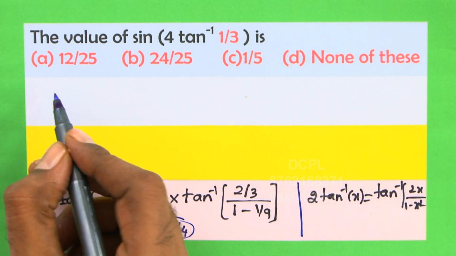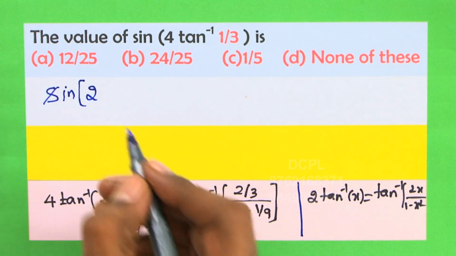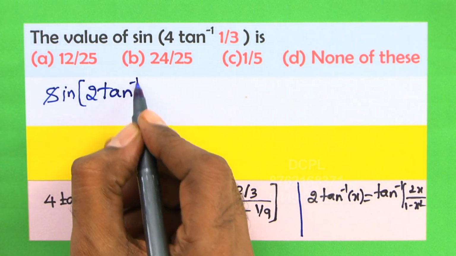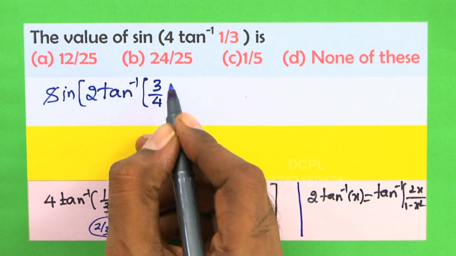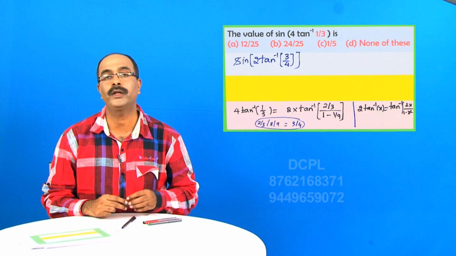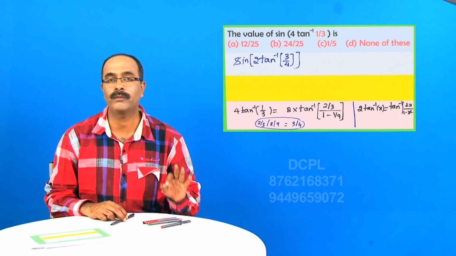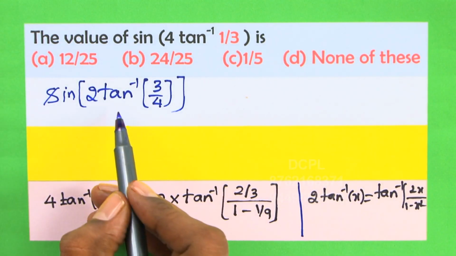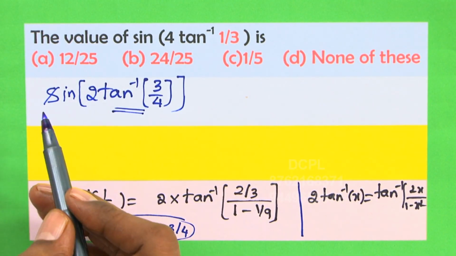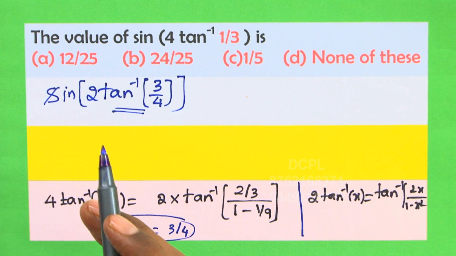So, the question becomes sine of 2 times tan inverse of 3 divided by 4. Right. Sine of 2 tan inverse of 3 divided by 4. Can you tell me the formula for sine 2 theta in terms of tan theta? That is 2 tan theta divided by 1 plus tan square theta. If you call this tan inverse of 3 by 4 as theta, you will get sine of 2 theta as 2 tan theta divided by 1 plus tan square theta.